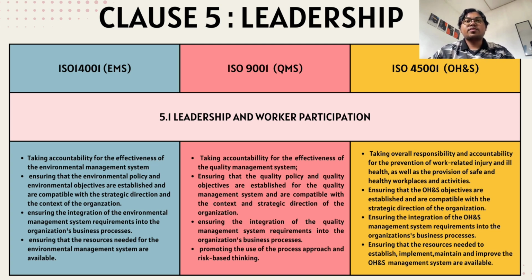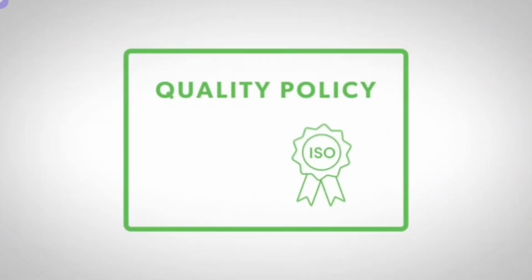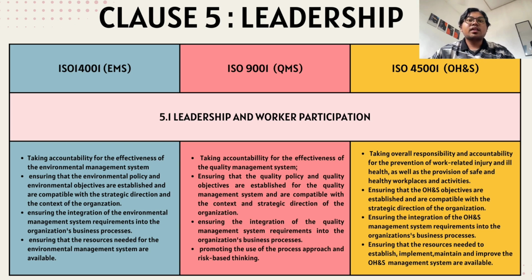So for example, for ISO 14001 EMS, it's talking about taking accountability for the effectiveness of the environmental management system. And next is ensuring that the environmental policy and environmental objectives are established and are compatible with the strategic direction and the context of the organization. Same as ISO 9001 QMS, talking about taking accountability for the effectiveness of the quality management system. And next is ensuring that the quality policy and quality objectives are established for the quality management system and are compatible with the context and strategic direction of the organization.